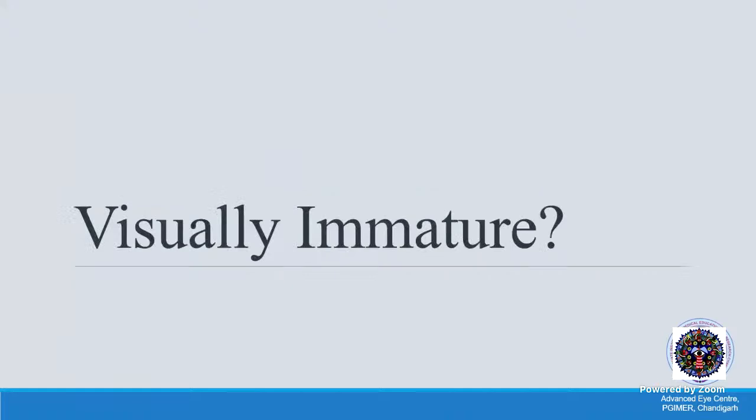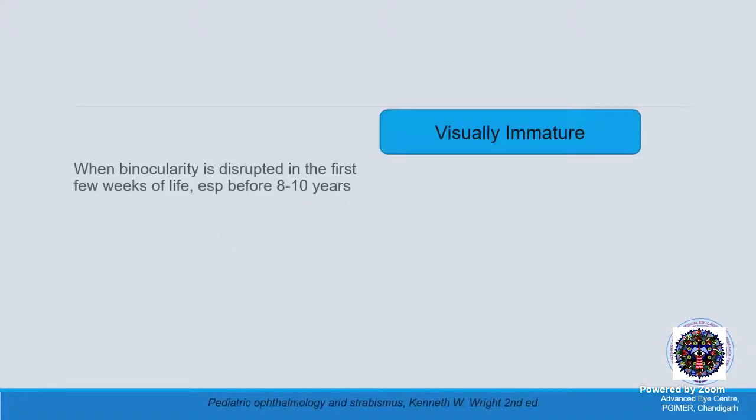Now, a visually immature system: by immature we mean you have an insult in a very small child, where the binocular system has still not developed. So how will that system adapt, or show a defense mechanism, to any insult such as a misalignment of the eye? When binocularity is disrupted in the first few weeks of life, especially before say 8 to 10 years, the visual system is still immature.